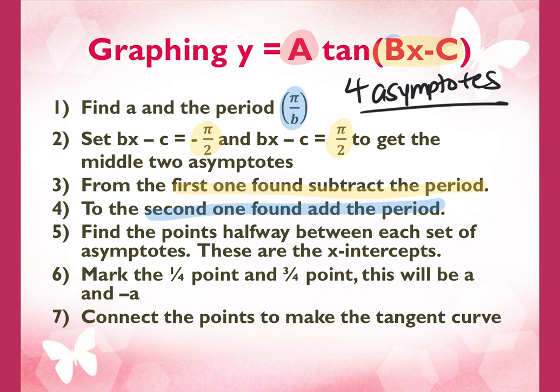Then you're going to find the point halfway between each of those pairs of asymptotes, and that's the x-intercept. You're going to eyeball, so it doesn't have to be perfect. You're going to eyeball the quarter point and the 3/4 point, and that will be where A and negative A go. And then you'll literally connect your points to make the tangent curve.